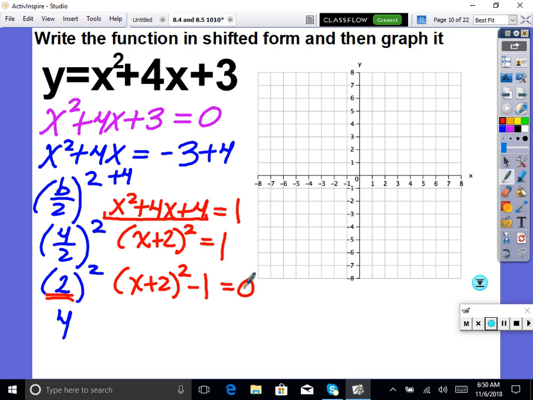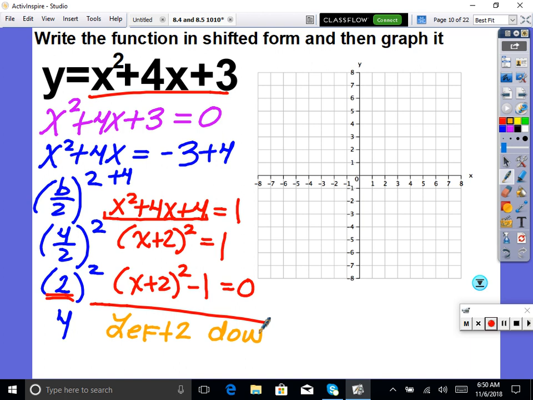You'd say inwards. Okay, so understand we haven't changed anything. This is standard form. This is vertex form. So it allows us to see graphing it easier. So you'd say inwards, you'd say left 2, down 1.